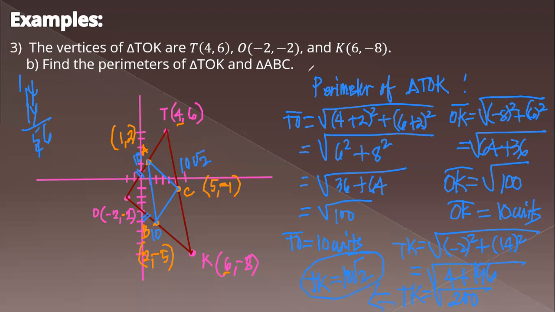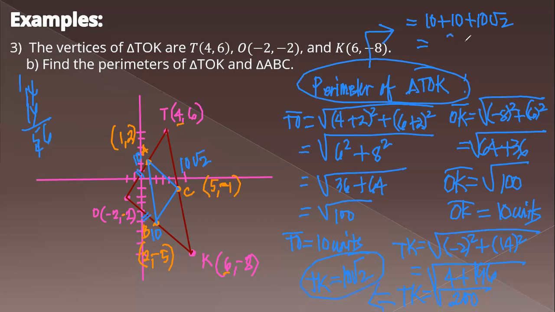So to get the perimeter of triangle TOK, i-add lang natin yung kanyang mga sides. So we have 10 plus 10 plus 10 the square root of 2. So that will be 10 plus 10, 20. That is 20 plus 10 the square root of 2. The square root of 2, anong bali ng square root of 2?